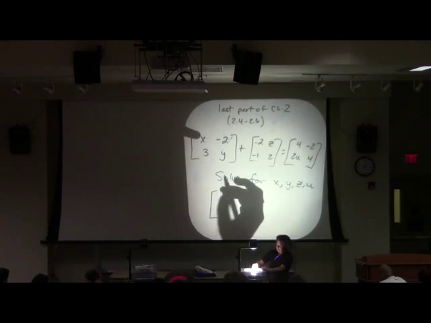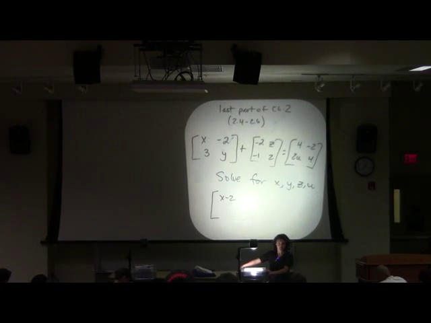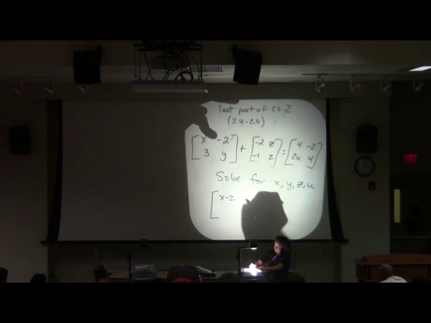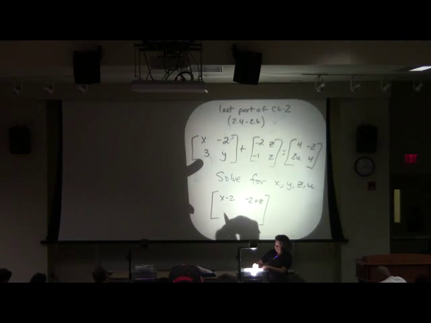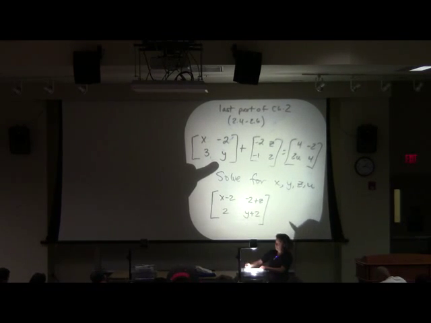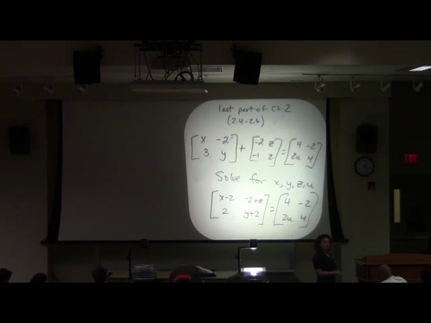So, what is x plus negative 2? x minus 2. Then, my next term, don't I have negative 2 plus z? What is 3 plus a negative 1? 2. And we get y plus 2. Does everyone see how I got that matrix on my left-hand side? Now I have one matrix equal to another matrix.